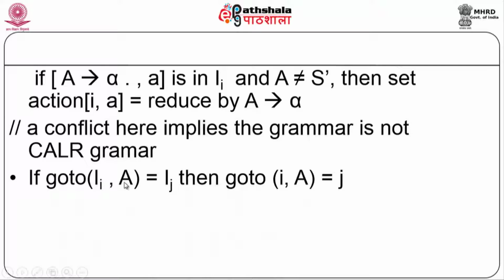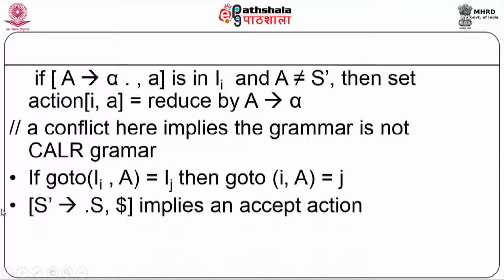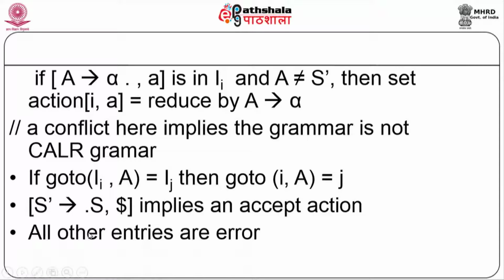And if go to of Ii comma A is equal to Ij, I am looking at the non-terminal alone here, then at the intersection of i comma A, you simply add the component j. So from item number Ii on A, if it goes to Ij, then go to of i comma A will be only j. And the last one implies an accept action. That is, at S dash produces dot S comma dollar, it implies an accept action. So at the intersection of that item number and dollar, you add the action as accept. All other entries are going to be error.